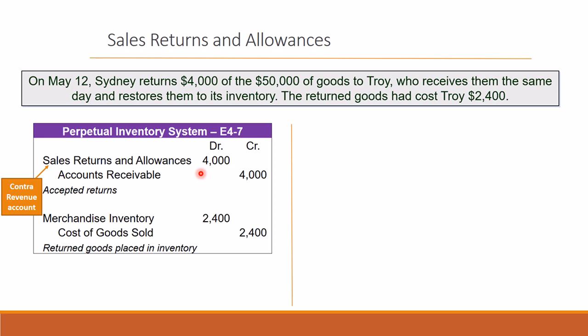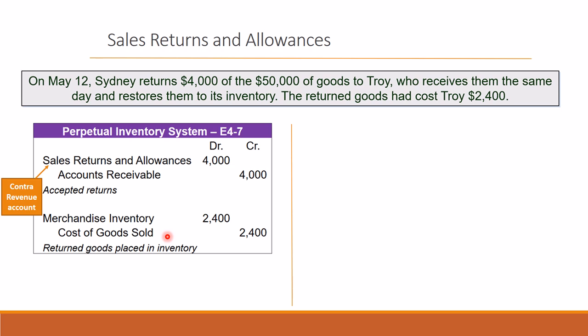So we also have a second entry here, the cost entry, that in essence is reversing the original entry that we made at the time of the sale. It includes a debit or increase to merchandise inventory, which seems logical because we're throwing the merchandise back on the shelf, and a credit or decrease to cost of goods sold for $2,400, which is the cost of the returned merchandise. So we're crediting this expense account because these goods are no longer matched against revenue to the customer. It's product that we can resell.